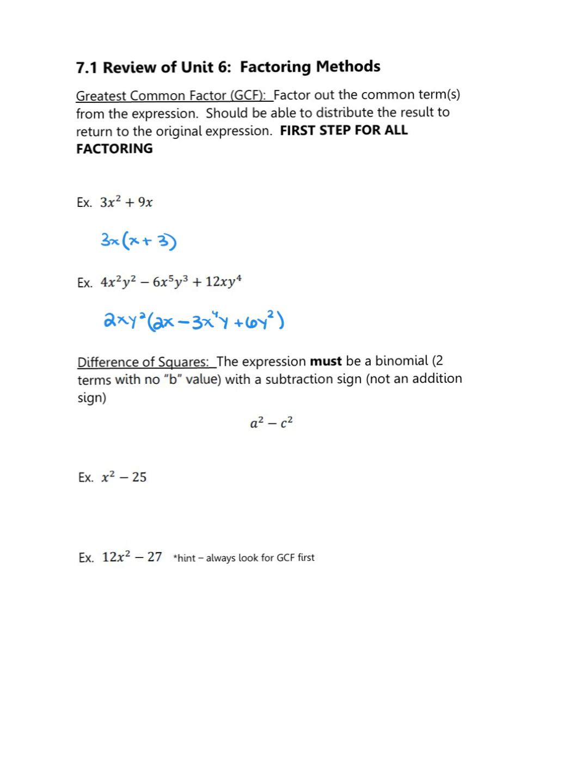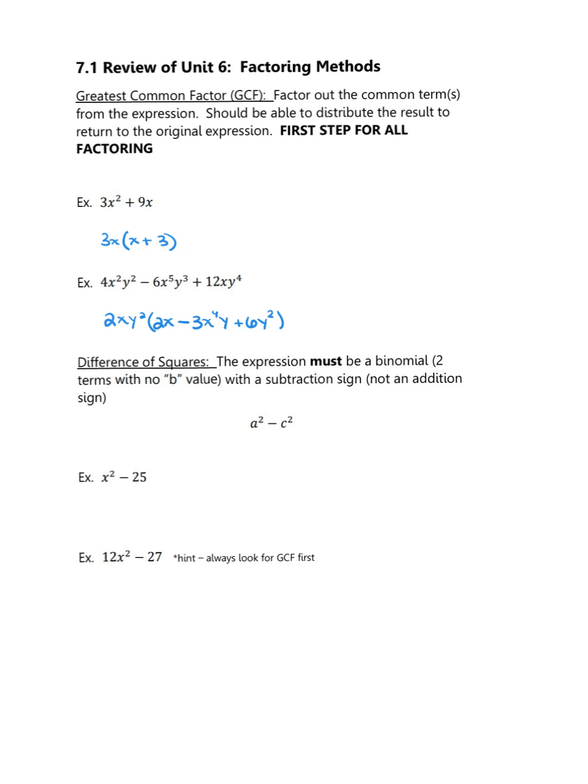Okay, another pattern that we've worked with a lot is a difference of squares. So a difference of squares means the expression must be a binomial. It has two terms, and the first and the last term are both perfect squares, and it's subtraction. So difference means we're subtracting. Even with a difference of squares, you still want to look for a greatest common factor first.